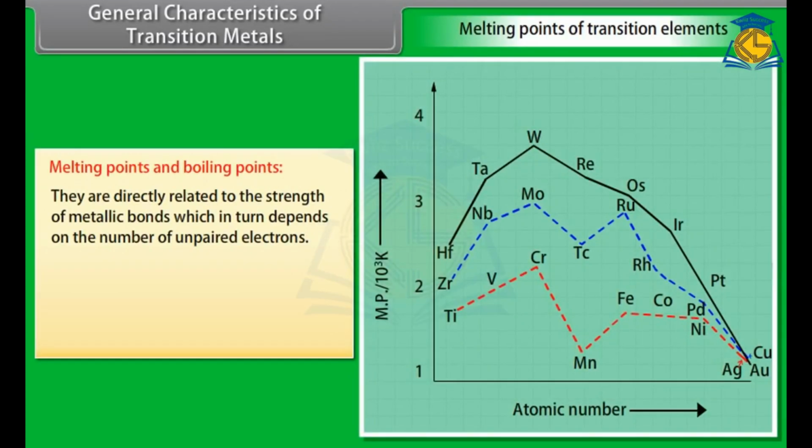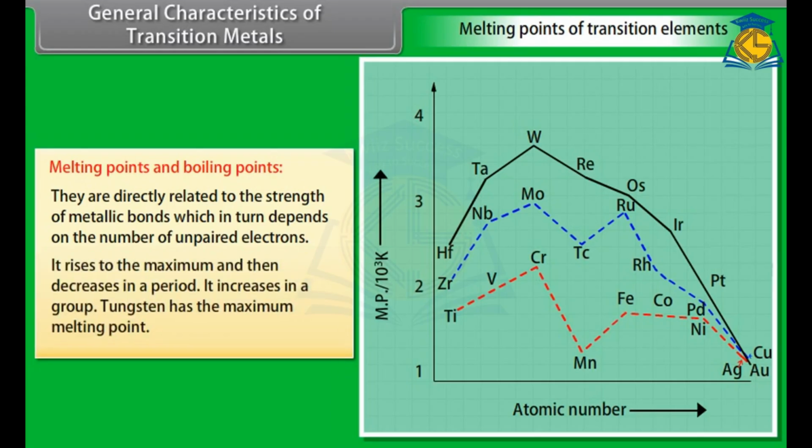They are directly related to the strength of metallic bonds, which in turn depends on the number of unpaired electrons. It rises to the maximum and then decreases in a period. It increases in a group. Tungsten has the maximum melting point. In tungsten, partially filled d orbitals form additional covalent bonding due to d-d overlapping of adjacent atoms.